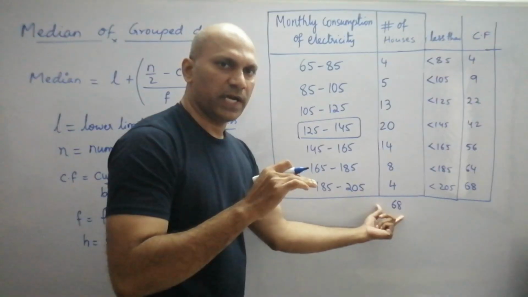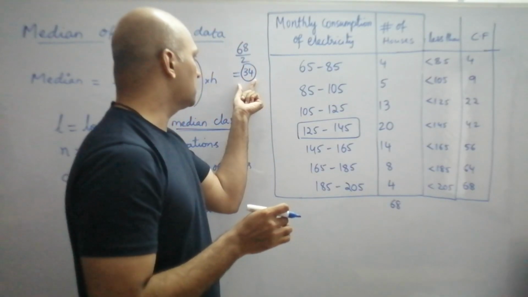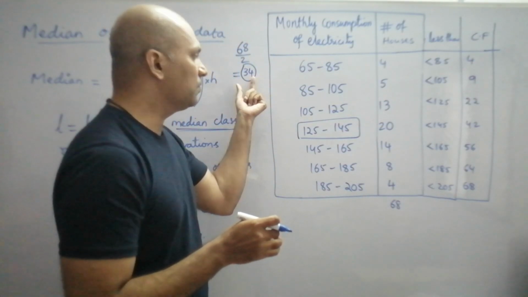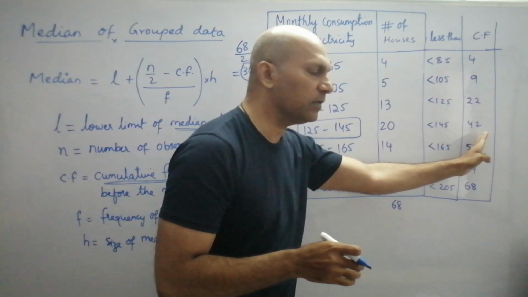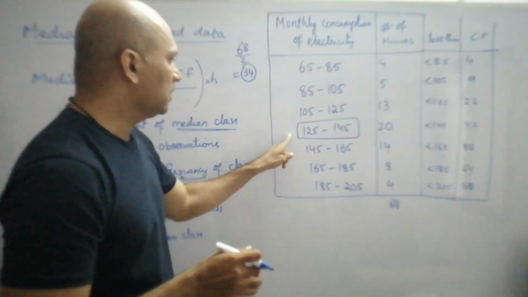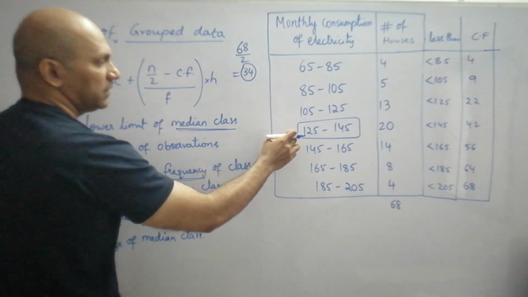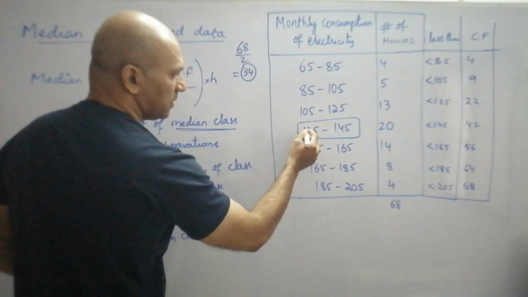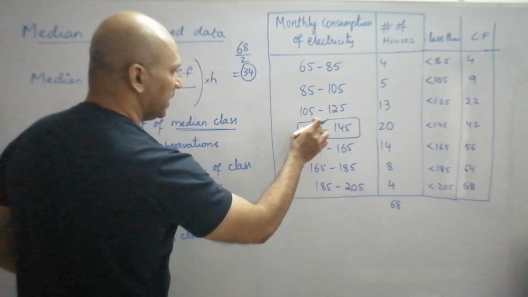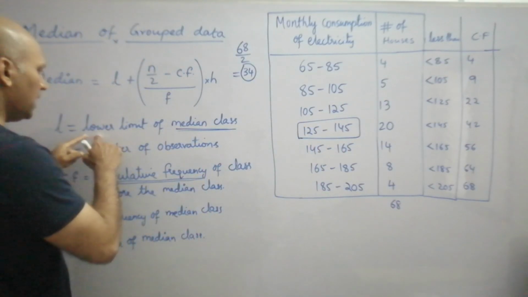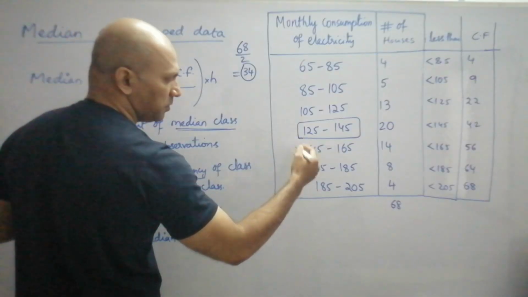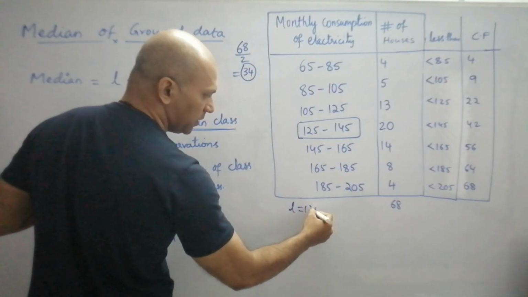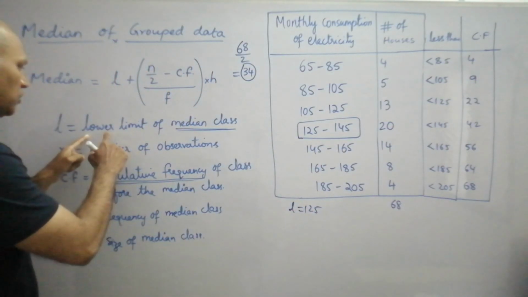Number of observations divided by 2, and where is that number? For example, 68 by 2 is 34. Where is 34 falling in the cumulative frequency? We need to check that. These are the classes, and 125 to 145 is the median class. So L is the lower limit of the median class, which means L is equal to how much? It is 125. I hope you all understood.